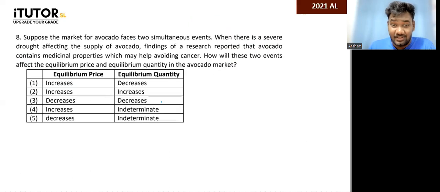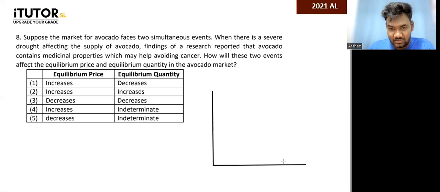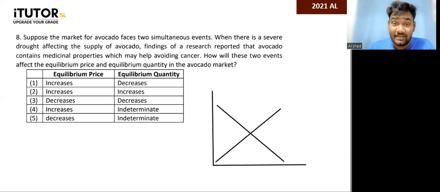Moving to the next. Okay, always a very common question. Suppose the market for avocado faces 2 simultaneous events. Okay, avocado. There is a severe drought, a big drought, affecting the supply of avocado. So can you tell me, guys, when there is a drought, what would happen? It affects the supply, so will supply increase or decrease? Supply will decrease, right? Supply will shift to the left. Okay, now there is a severe drought. Supply shifts to the left.